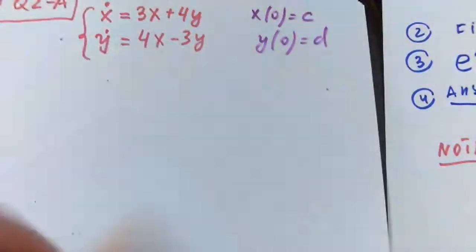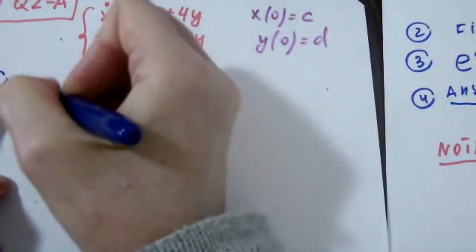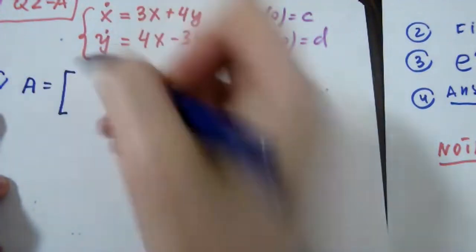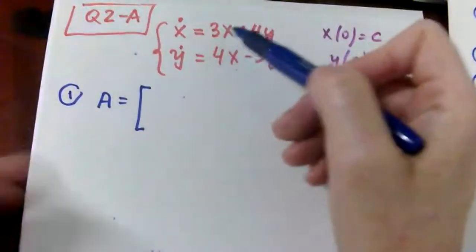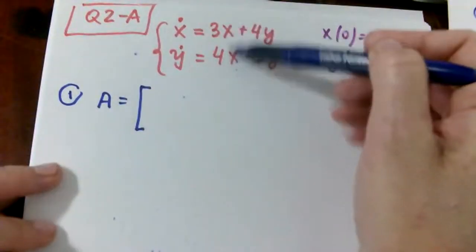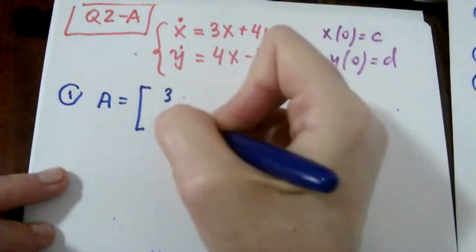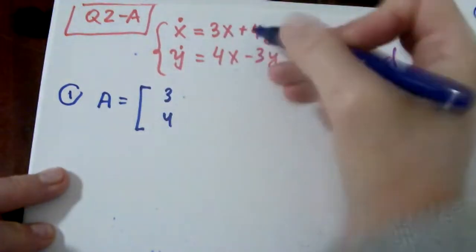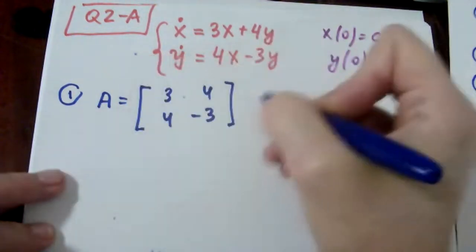So the very first step, there's my blue, it looks much better. The first step is to write down the matrix of our system. There's nothing easier than this. So x's on the right hand side have coefficients 3 and 4. This is our first column. And y's have coefficients 4 and minus 3. That's it. This is our very first step.